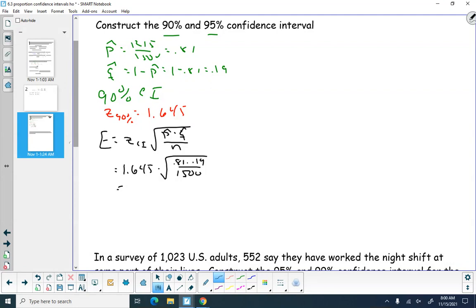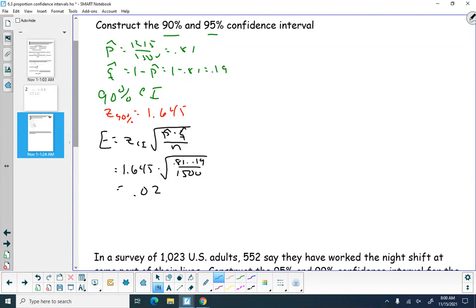Once again, if you have a TI calculator, it will set you up nicely. You could just go 1.645 times the square root of 0.81 times 0.19 divided by 1500. Pull out of the radical. Once again, go to 2 decimal places. Rachel, what do you have to 2 decimal places? 0.02. So our error is 0.02.